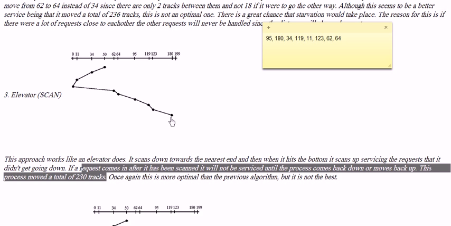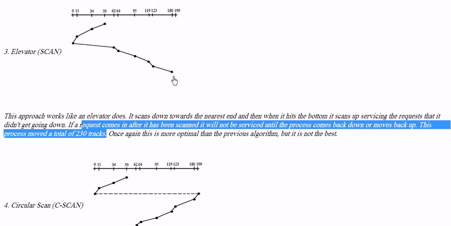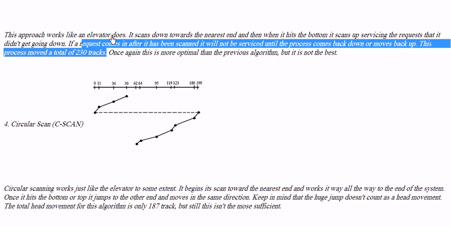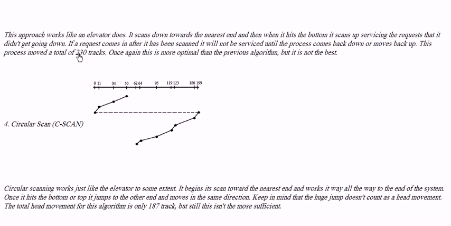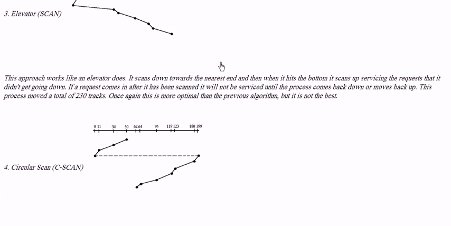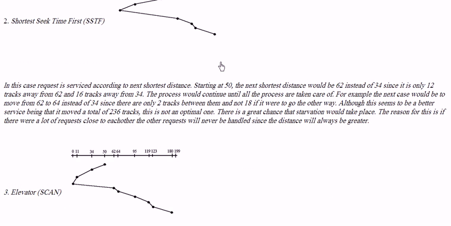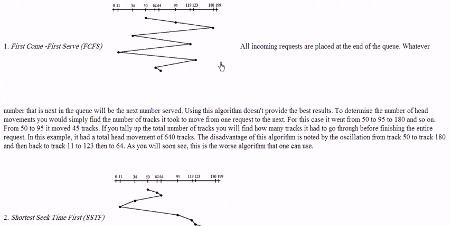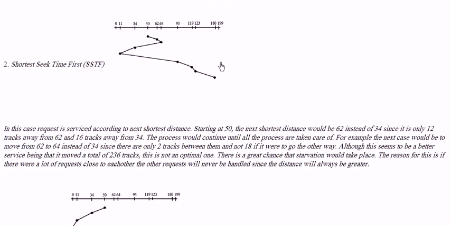We stop at 180, and if we got something less than 180, we just move back across all the way to 0. So all the time we need to reset to 0, and we go to the max. The max here is 180. This is known as the elevator scan algorithm. We see this is the approach of the elevator. We got 230 tracks. Once again, this is more optimal than the previous algorithm, but it is not the best. So we see the elevator is pretty good.